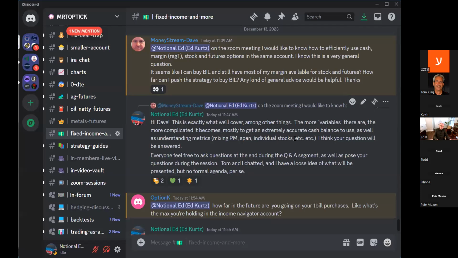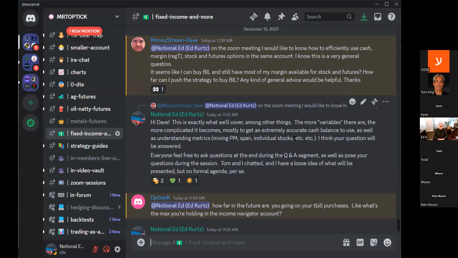Let's get into the T-bill ETFs. Bottom line, T-bills are only holding 1 to 4% of your margin, which means you have 96% or more of the margin of the T-bills available to trade equities, not futures, but equities. Equity and index options, correct. Yeah, and indexes.